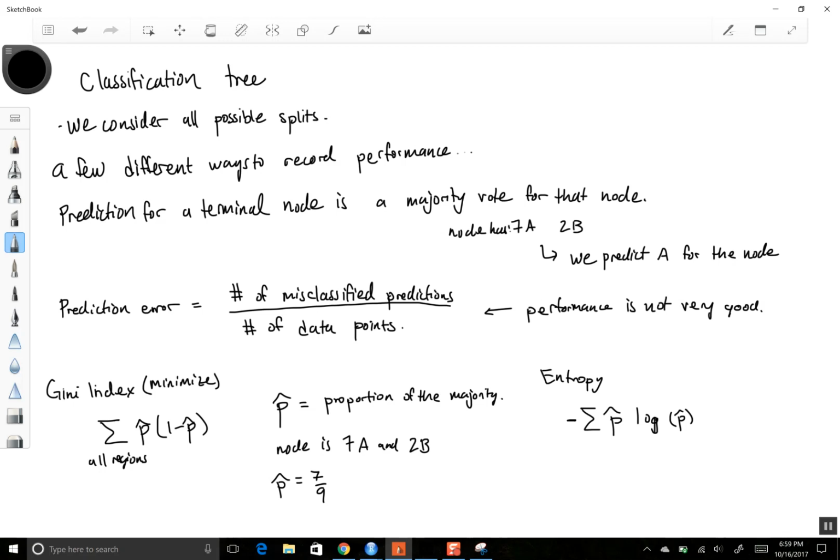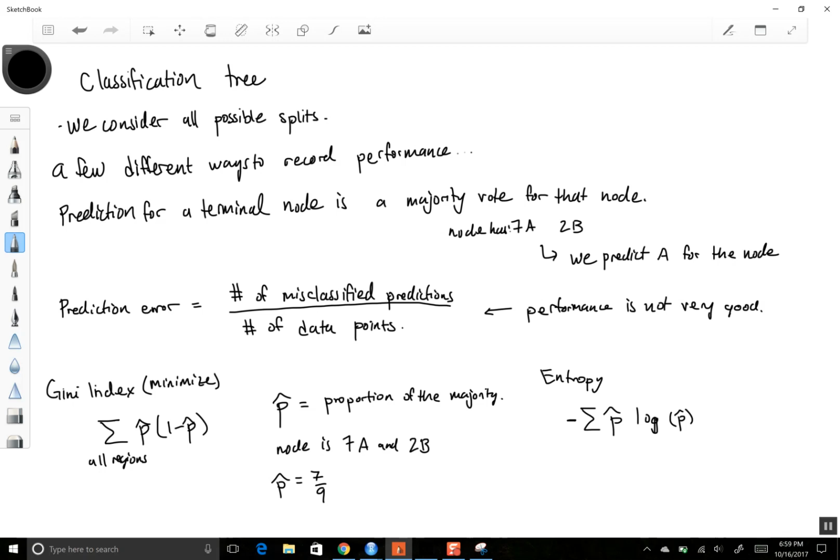Okay, and so both of these will favor nodes that have high purity. Terminal nodes of high purity. And that's how we make decisions. Same idea as before. We consider every possible partition, and we just have a greedy criterion. So if we're doing Gini index, then we find the split that is going to minimize the Gini index after making the split. And that's it.